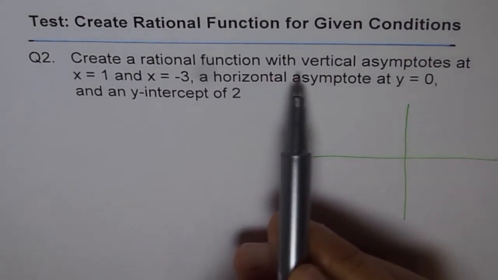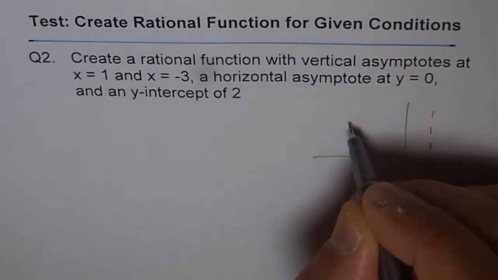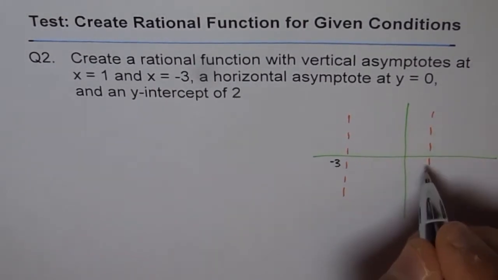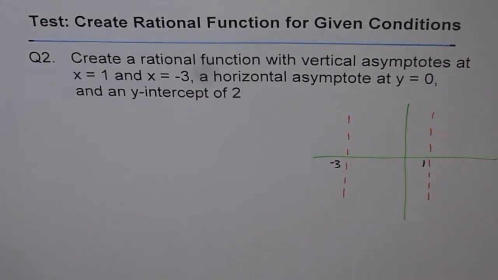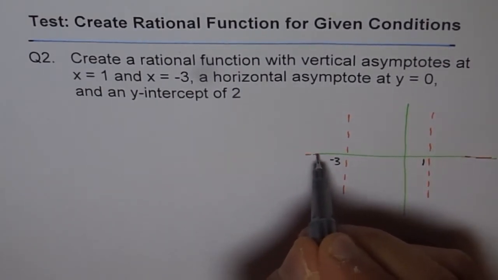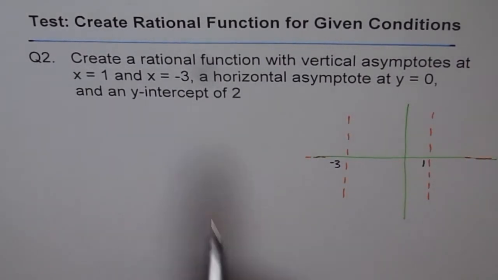So let's create a rational function with vertical asymptotes at 1 and minus 3. Let us say this is my vertical asymptote at minus 3, and this is 1, right? And a horizontal asymptote at y equals 0. We will just draw it. And a y-intercept at 2, somewhere here. So this is what we are looking for. We can draw any kind of function which will fit into this situation.